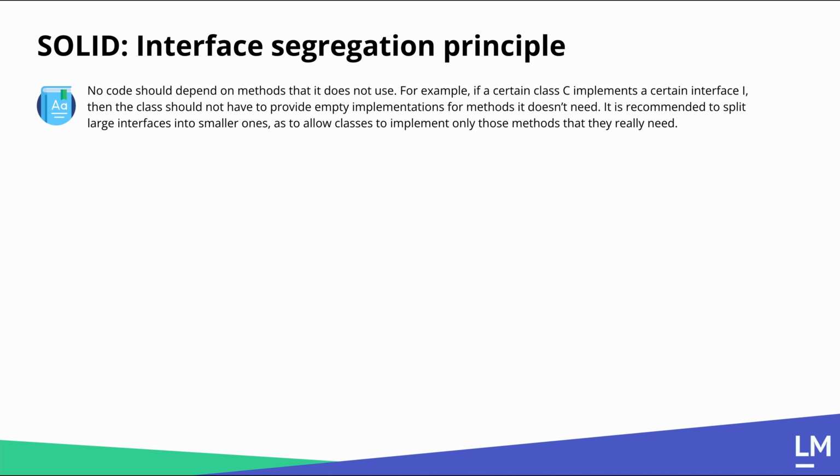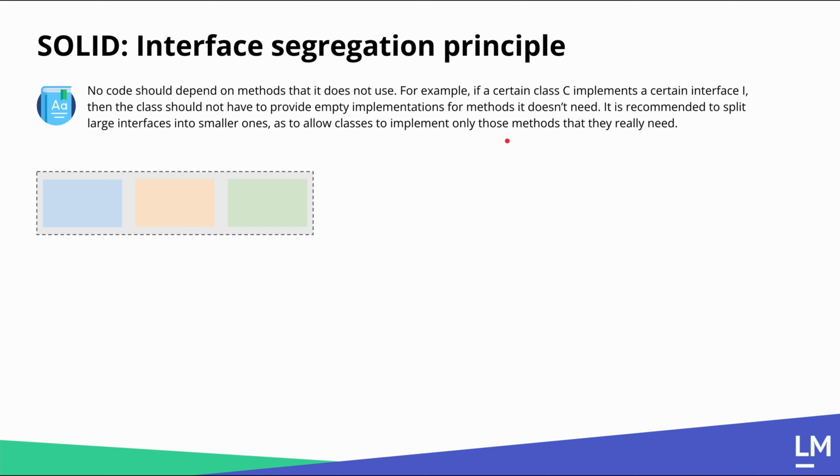Let's talk about the interface segregation principle. That's the I in SOLID. Interface segregation means that no code should depend on methods that it does not use. So if a certain class C implements an interface I, then that class should not have to provide empty implementations for methods it doesn't need. If this is the case, then it is recommended to split the large interfaces into smaller ones, so as to allow the classes to implement only those methods that they really need.